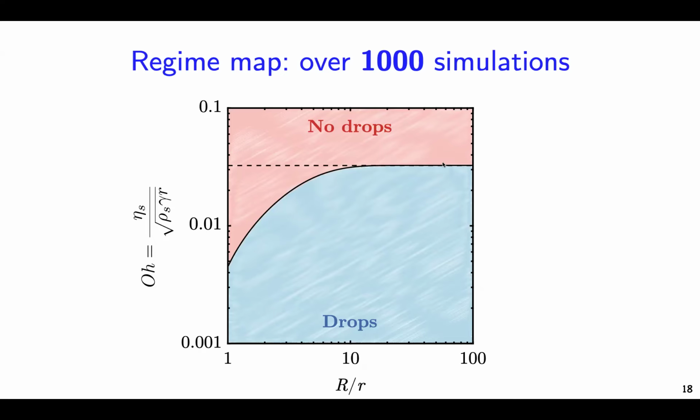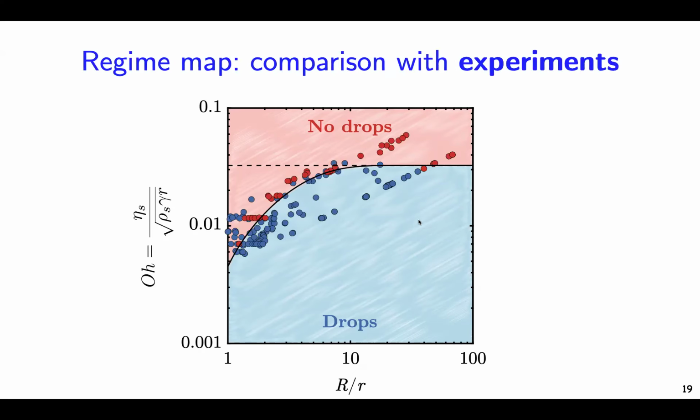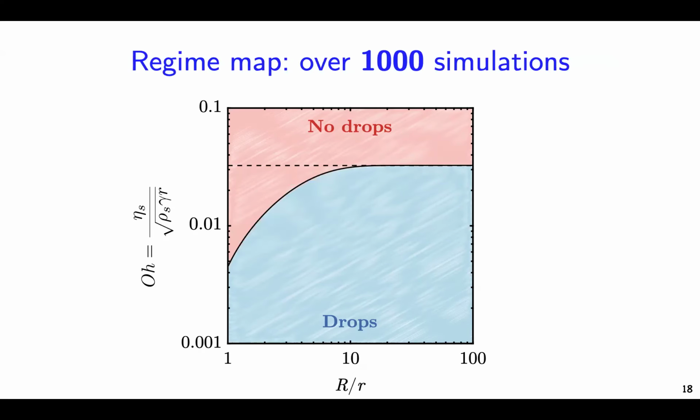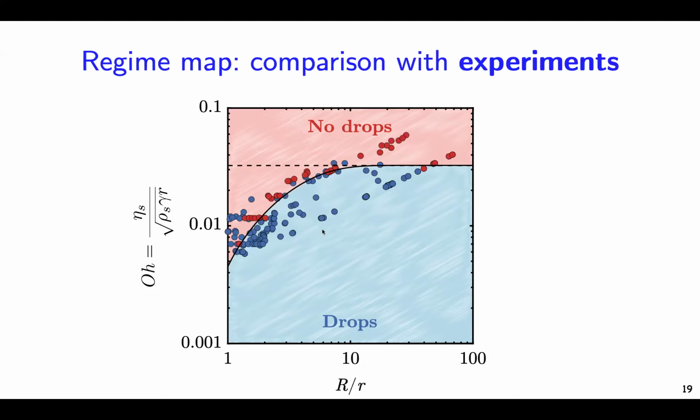It doesn't change anymore with the radius ratio. And that critical Ohnesorge number is that of the Ohnesorge number for a champagne bubble, in fact. So we can also look at the experiments over here, and these are all the experimental data. And you see there is a very nice agreement between the experiments and the simulations.